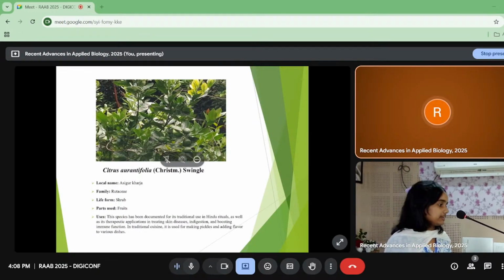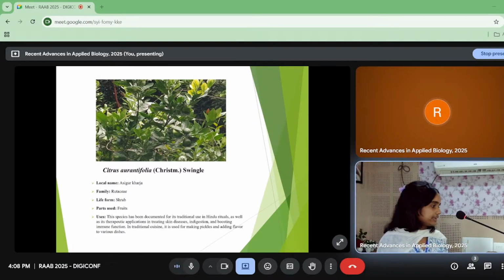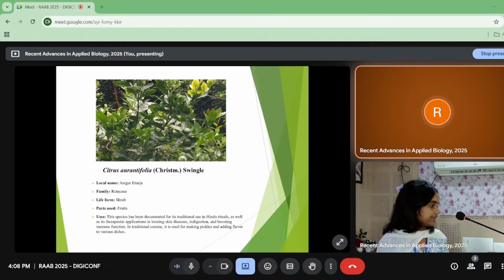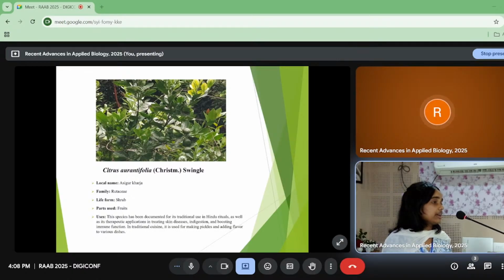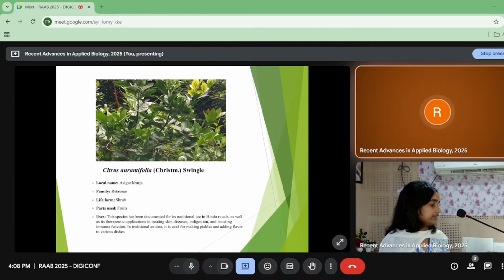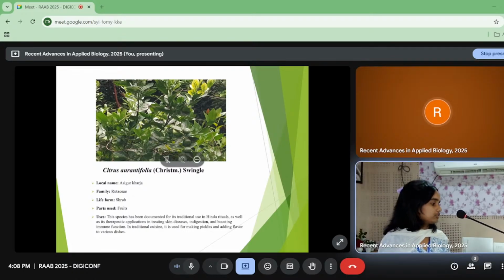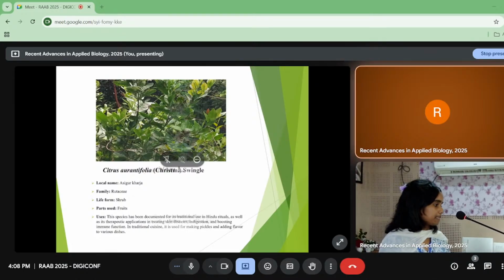So it is another species named Citrus aurantifolia, which is traditionally used in all Hindu rituals as well as for therapeutic application in treating all kinds of skin diseases and boosting immune function, and it is used for making various kinds of pickles and adding flavor to various dishes.